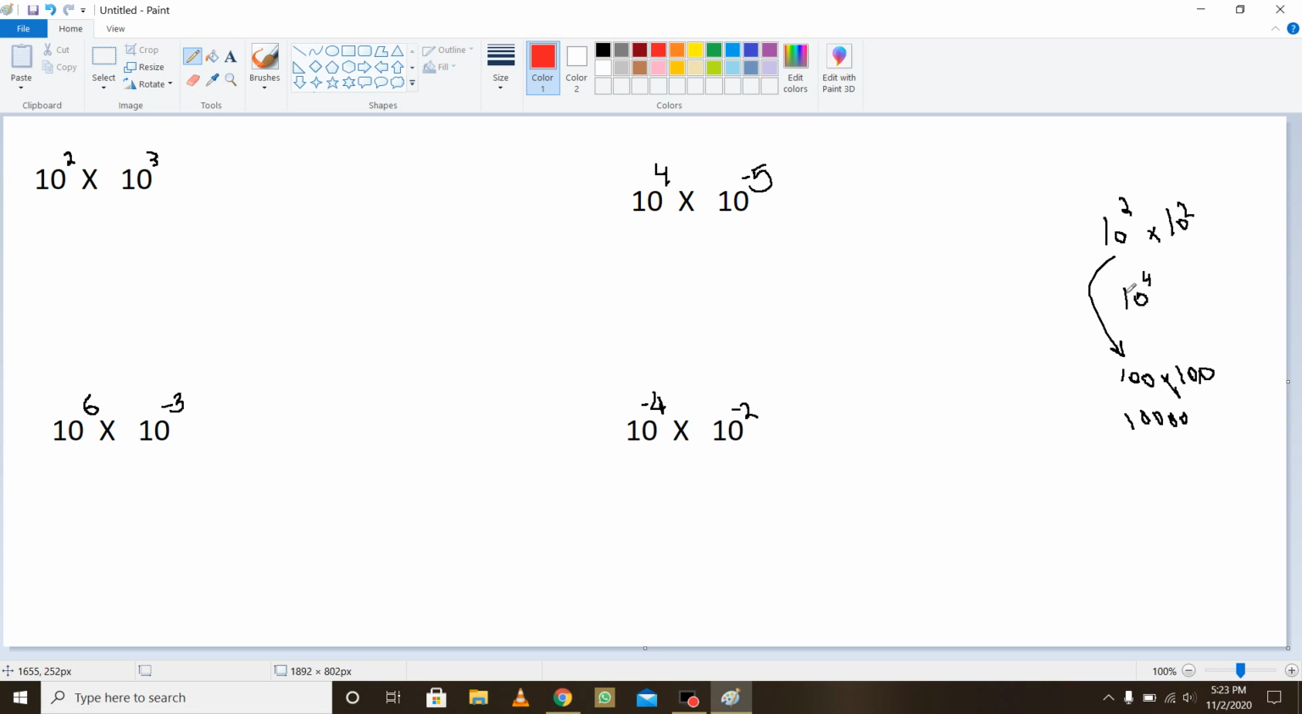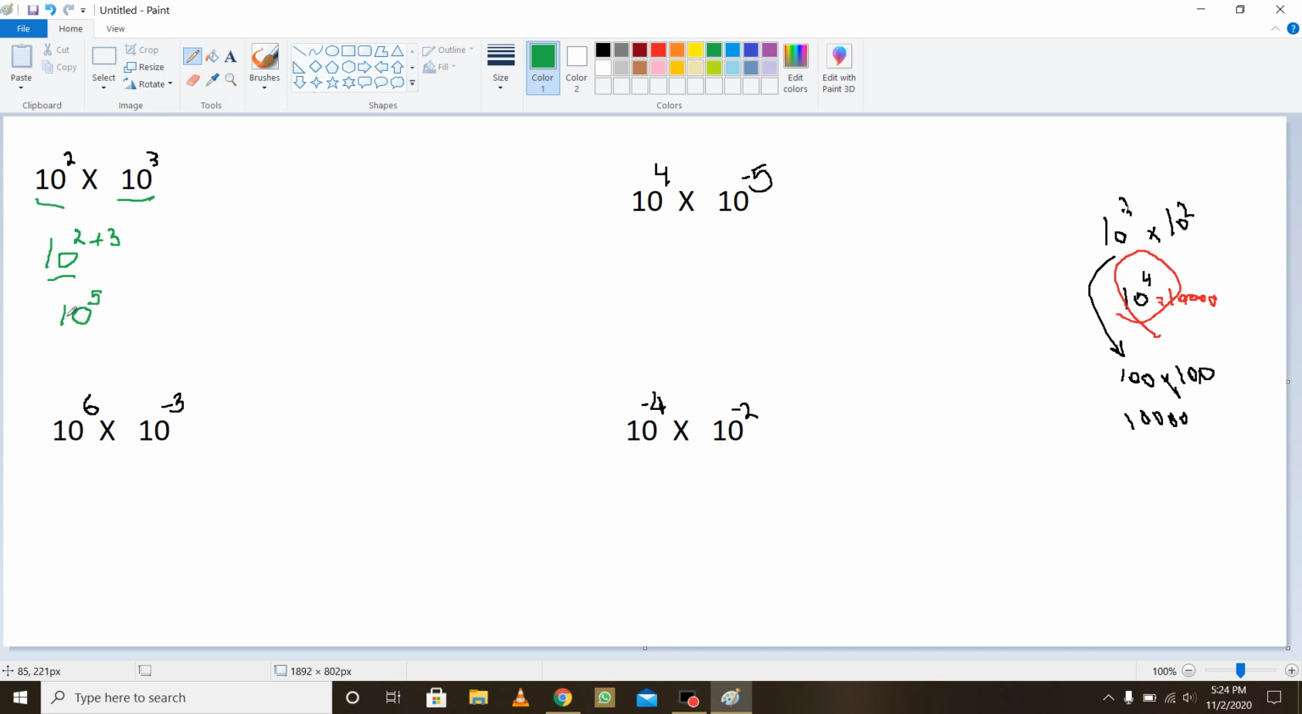In this case also, we can use the same technique and multiply 10 four times, so that would also be equal to 10,000. So now we have a proof that by simply adding the powers we can get the answer. In both cases, it is proven. So let's get back to this. The answer for this would be 10 raised to the power 2 plus 3. The powers would be added and the base would remain the same, that is 10. So the answer would be 10 raised to the power 5.